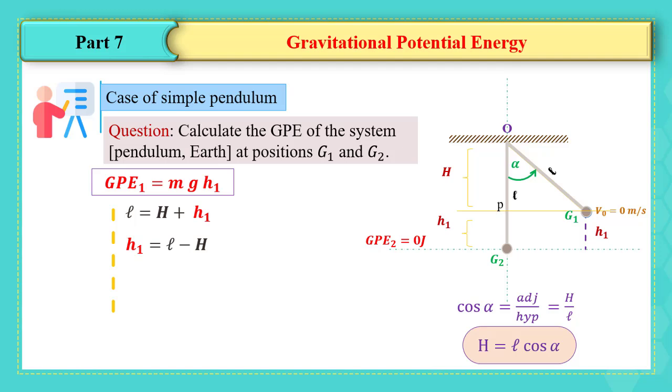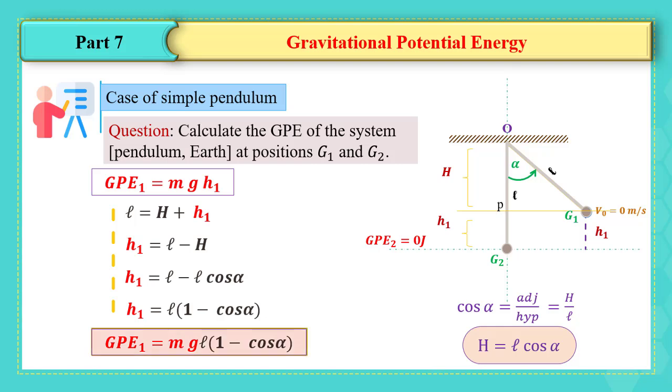Let's replace it in the equation of L. Thus, h1, which is L minus capitalized H, becomes h1 equals L minus L cosine alpha. Taking L common, it is L into 1 minus cosine alpha. Let's replace this in the expression of the gravitational potential energy, and it becomes mgL into 1 minus cosine alpha. It is positive since G1 is above the reference. Finally, GPE2 is 0 since the center of mass of the pendulum is on the gravitational potential energy reference and the height is 0.